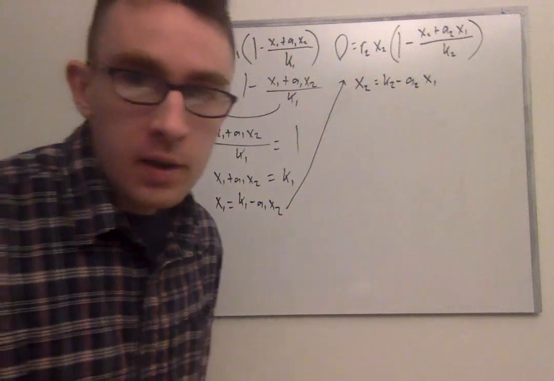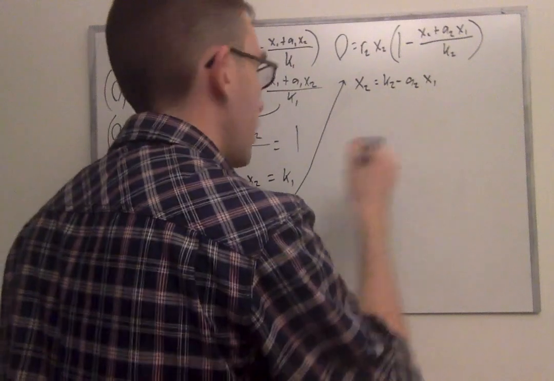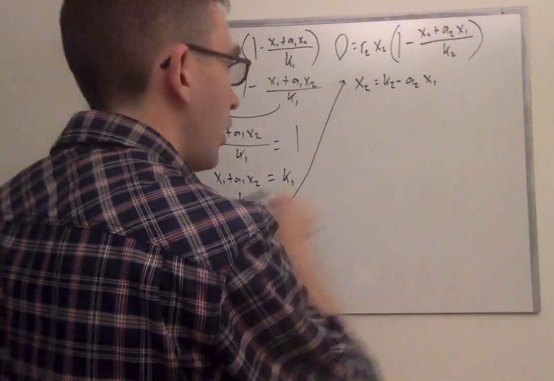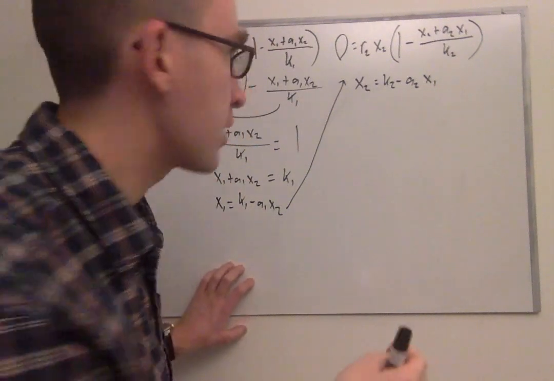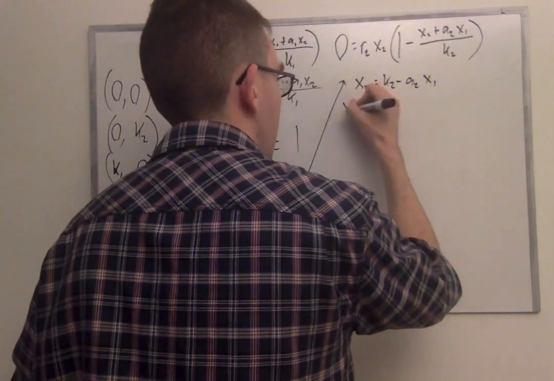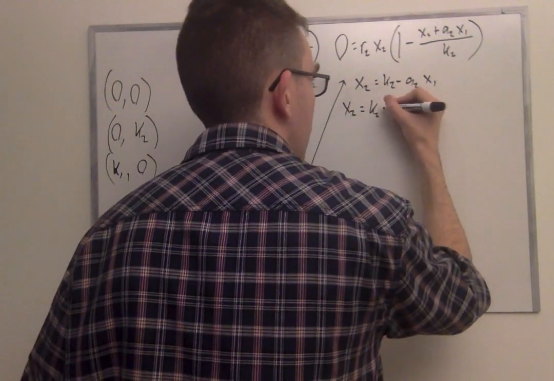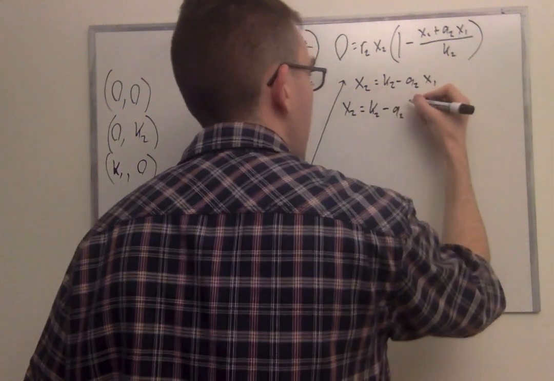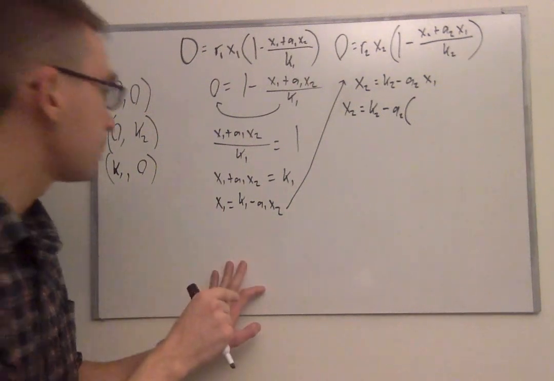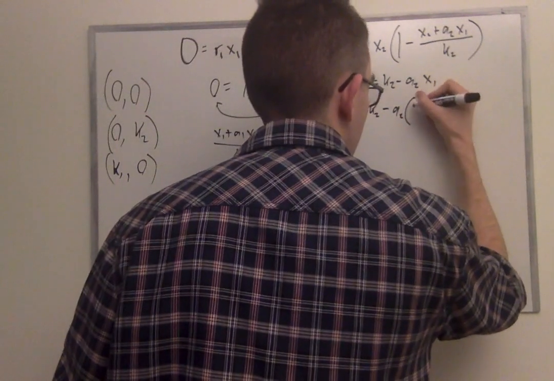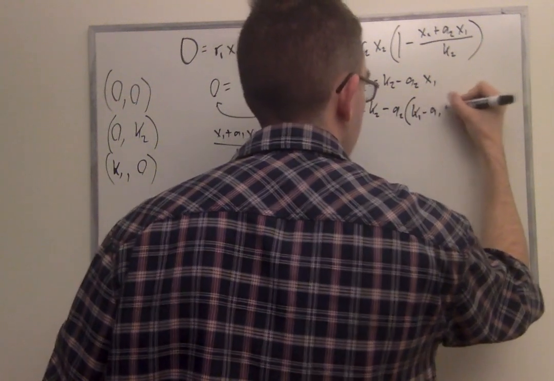Then what we do here is we need to plug in the value we found for x1. So we're going to plug this value for x1 in right here, and then we'll have the whole thing in terms of the parameters and x2. So this is going to be x2 equals k2 minus a2, and then here's where we're plugging in this expression for x1: k1 minus a1 x2.